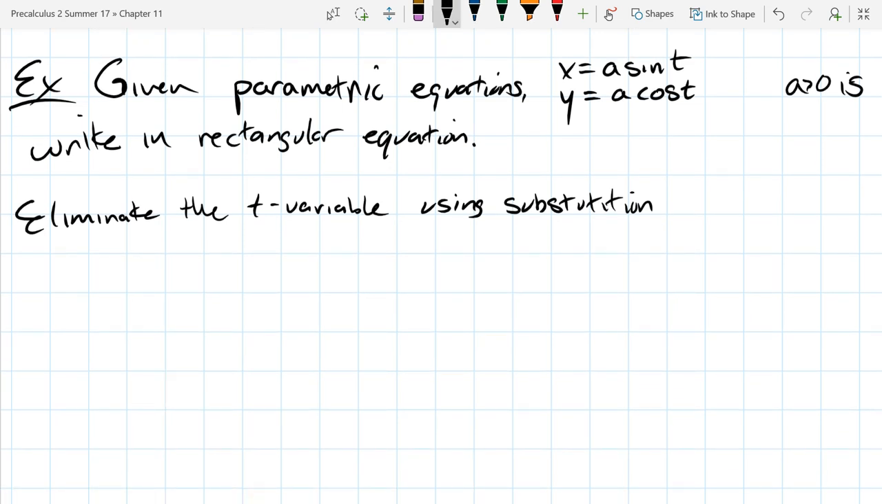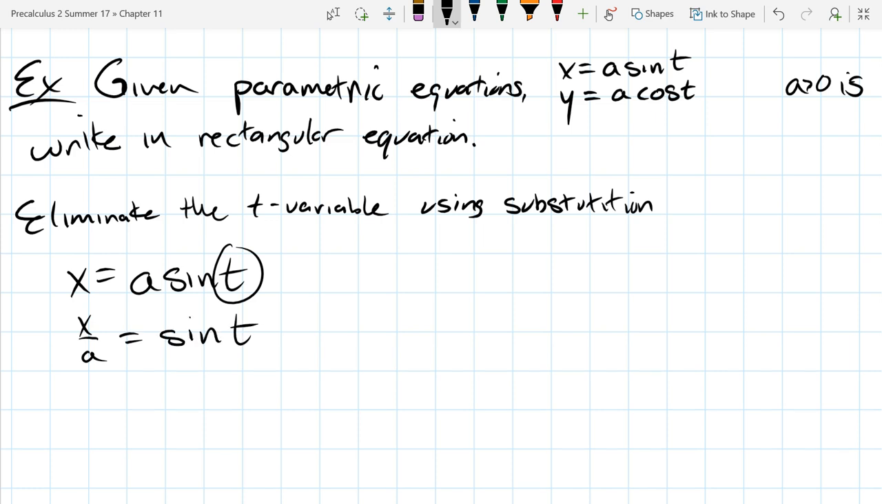All right, might as well solve for t in the first one. They're pretty much the same difficulty to solve for t. So how do we solve for t? We're trying to rescue the t, get everything else out. So we're going to get a out of here. So first thing, divide both sides by a. Now, how do we get sine out of here? We go arcsine or sine inverse. So there we go. We solve for t.